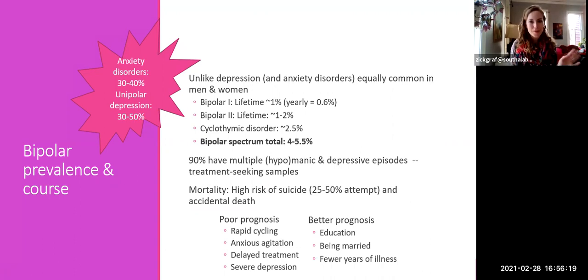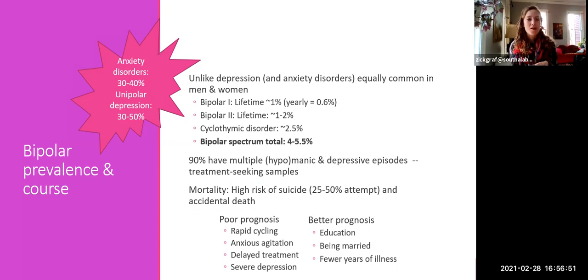I know these numbers are a little different than the numbers on the last slide. These numbers are using a more dimensional approach to the diagnosis, where we're not using the very rigid arbitrary thresholds that the Diagnostic and Statistical Manual uses. So like, to get a diagnosis of bipolar disorder, you have to have a manic episode that has at least 3 of 7 specific symptoms. But having 2 of those symptoms can be really impairing too. That's diagnosed as subthreshold bipolar 1 disorder.